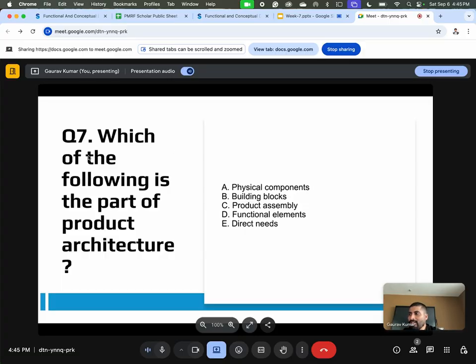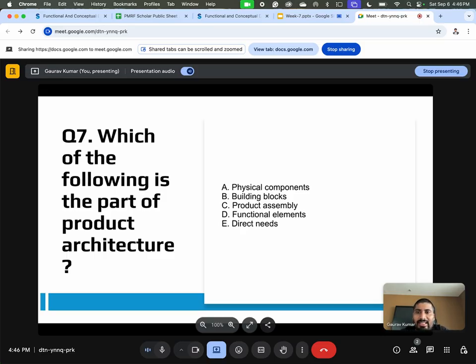Which of the following is part of product architecture? Is it physical components, building blocks, product assembly, or functional elements or direct needs? What is the right answer? Question number 7. Please go through these questions. Please pause the video and answer yourself. Then I will also provide the explanation part.